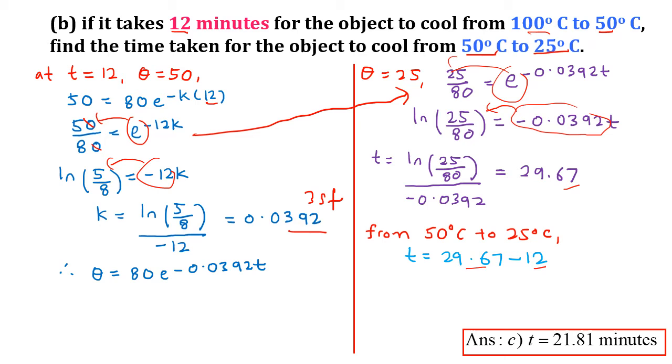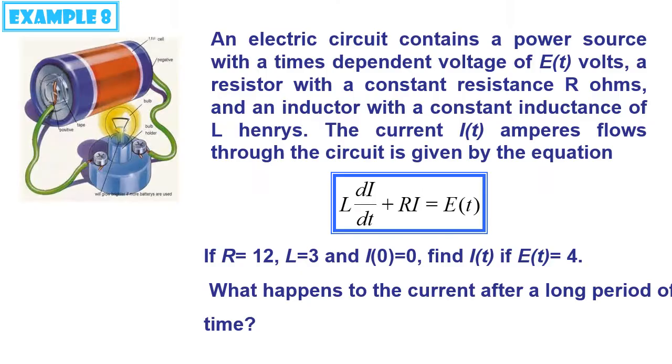So we subtract 29.67 with 12. So we get the actual time to cool from 50 to 25, which is 17.67 minutes. So the answer here is quite different from the answer given below here. So we stick with our answer because I already checked. There's no problem with our answer, so we stick with our answer, right? Okay.